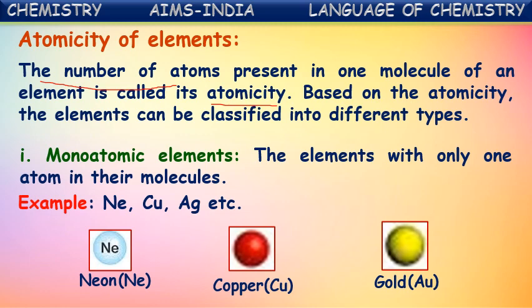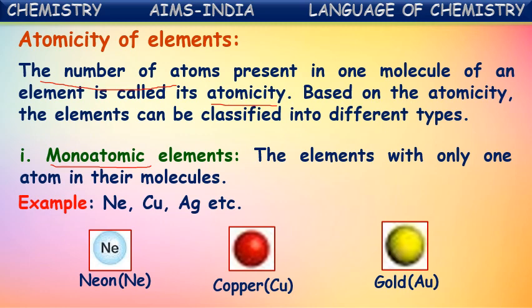It depends on the number of atoms present in that element. If only one atom is present in that element, those are called monoatomic elements. If two are present, diatomic; three, triatomic; four, tetraatomic; and more than four, we can take as polyatomic. Poly represents many. More than 4 we consider polyatomic, and even 4 also we can consider as polyatomic.